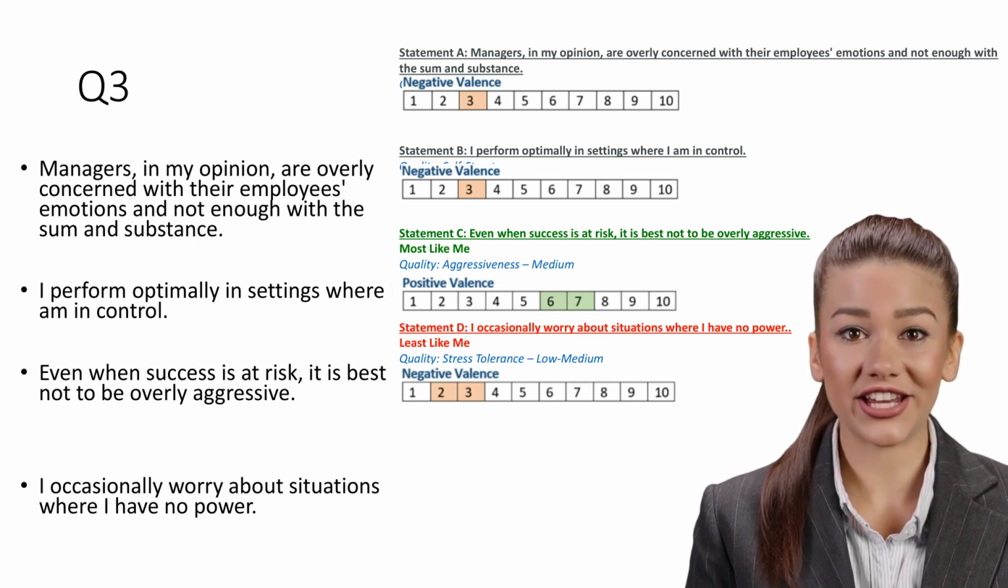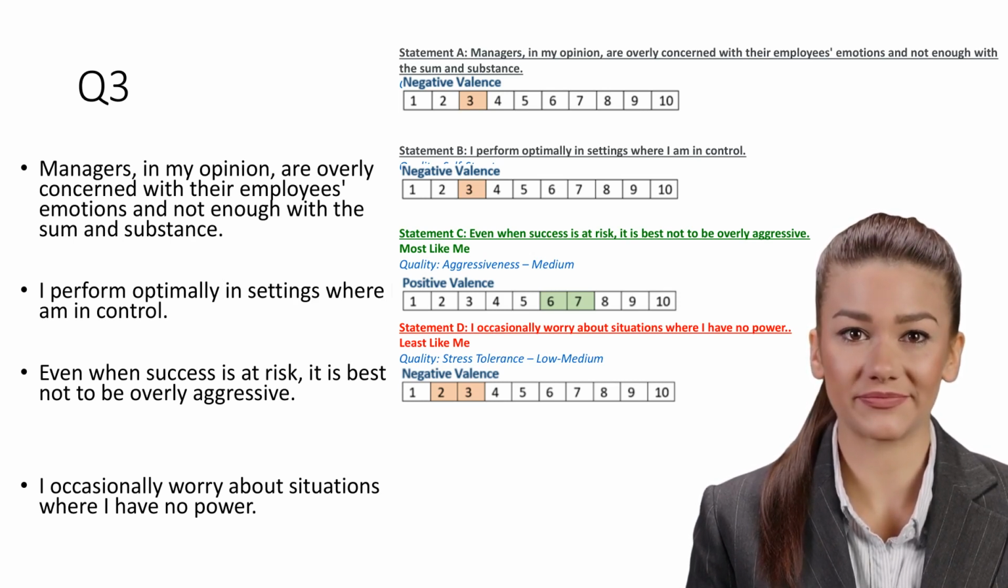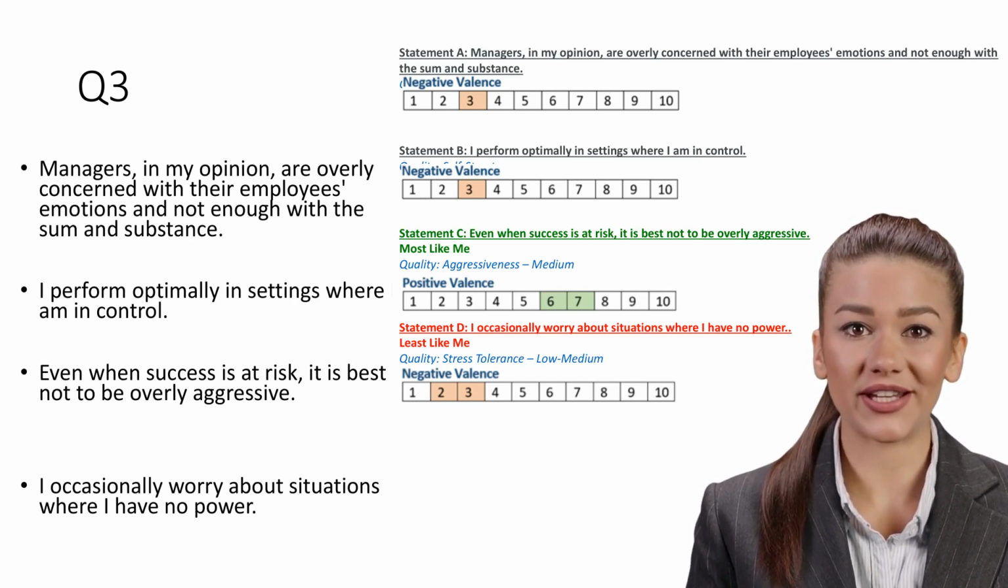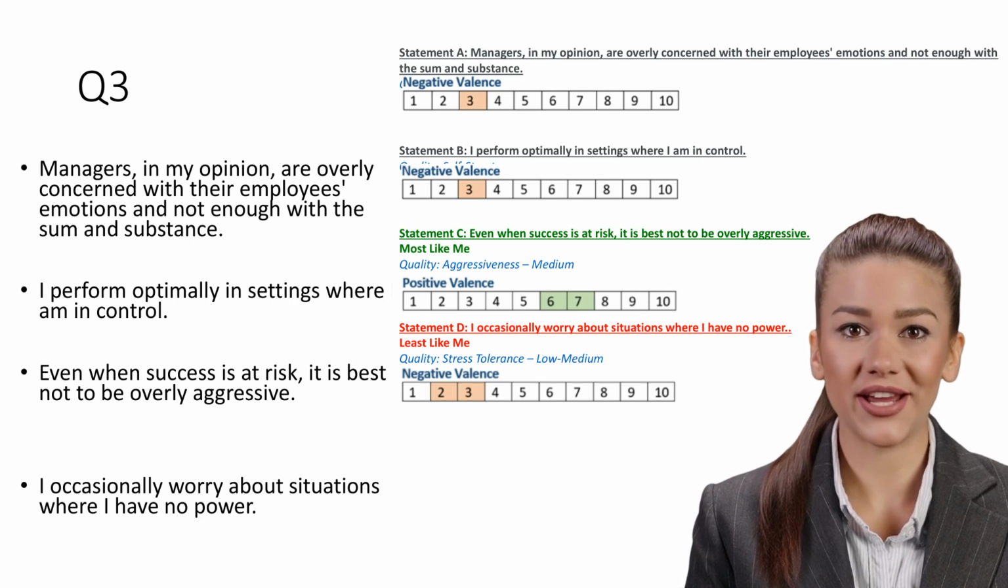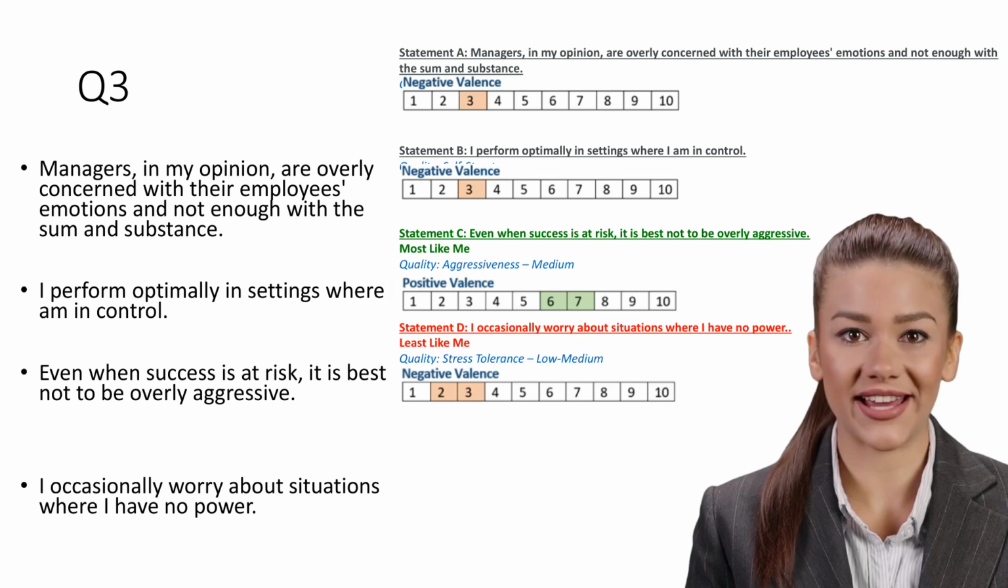Statement D. I occasionally worry about situations where I have no power. Least like me. It evaluates quality, stress tolerance low medium. Worry and anxiety are not valuable candidate qualities. However, the reality is, we all occasionally worry about the outcomes of tasks and projects that are taken out of our hands. The capacity to put aside worry and utilize that energy to drive performance and what we can control is thus central more than not having any worry at all.